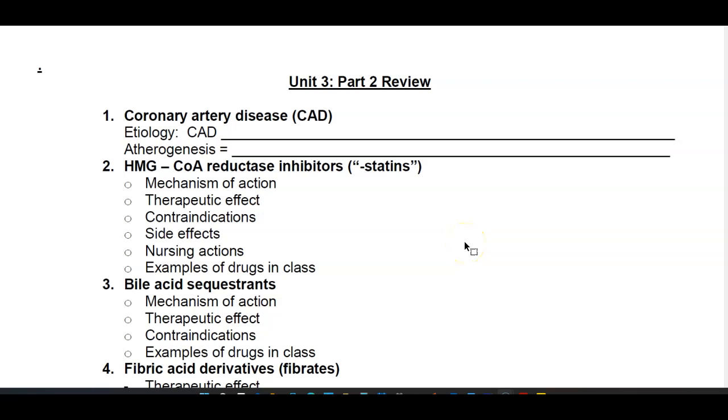Coronary artery disease, or CAD. Etiology, or how does somebody develop CAD, is basically from the fatty deposit buildup within the coronary arteries in your heart. Atherogenesis is the term used to describe the buildup of cholesterol and lipids within the artery.